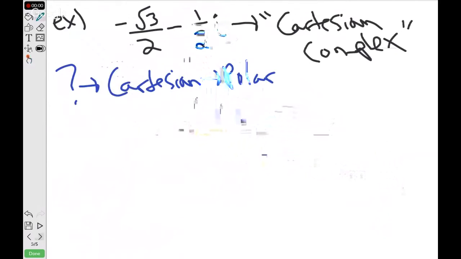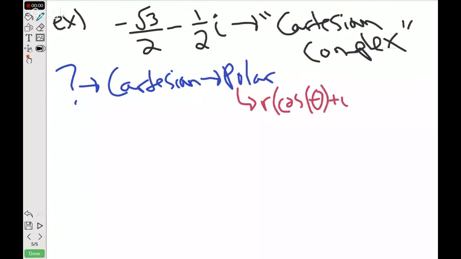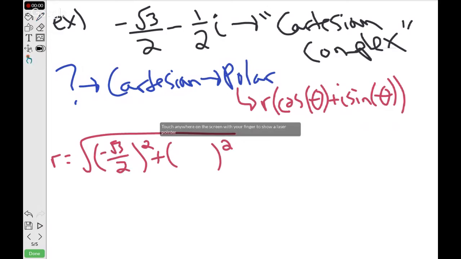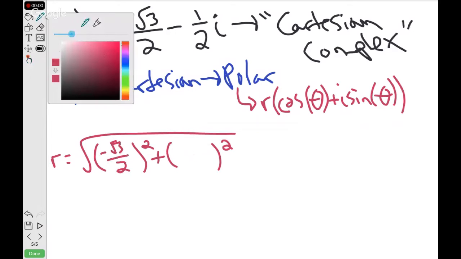Okay, so to do this, remember that the form for polar is always going to be r times cosine of theta plus i sine of theta. To find r here, I'm going to use the formula, which actually comes from the Pythagorean theorem. You can use that to help you remember it. And I'm going to put in my values here and here into each of these square slots.